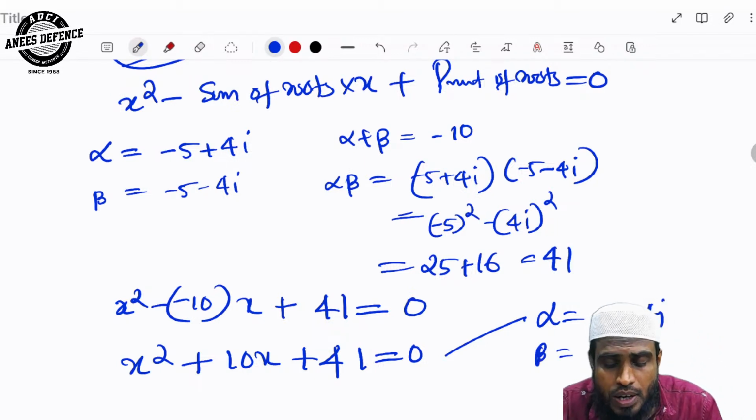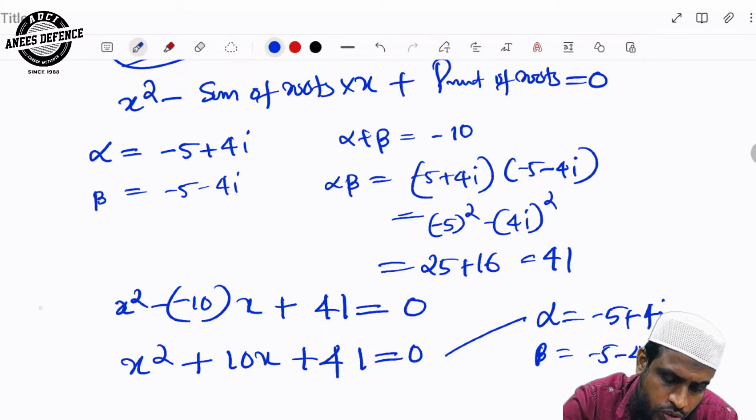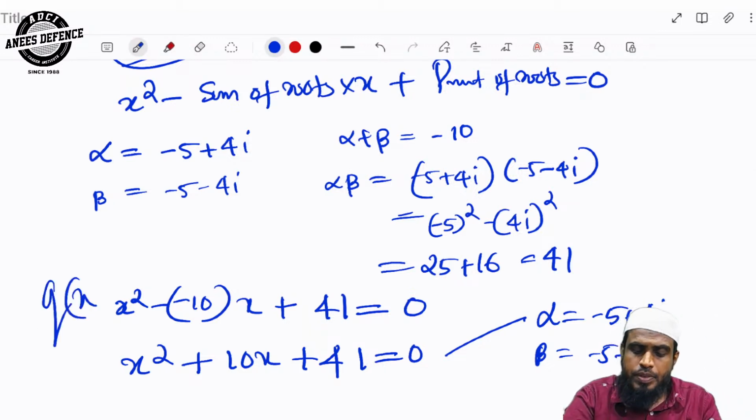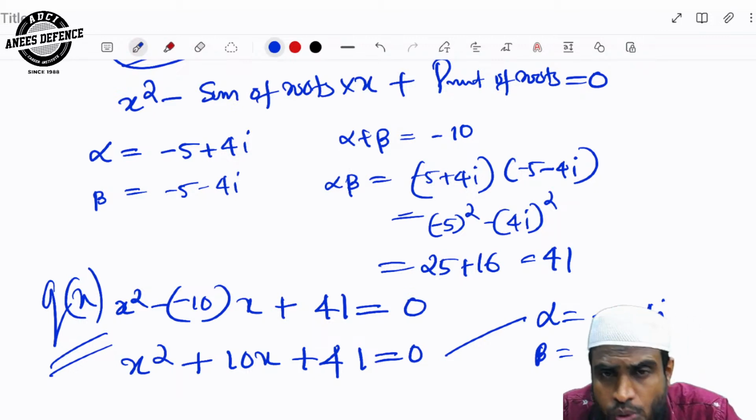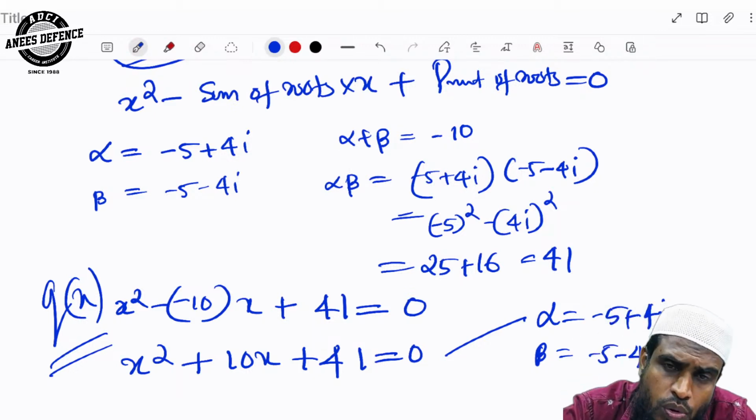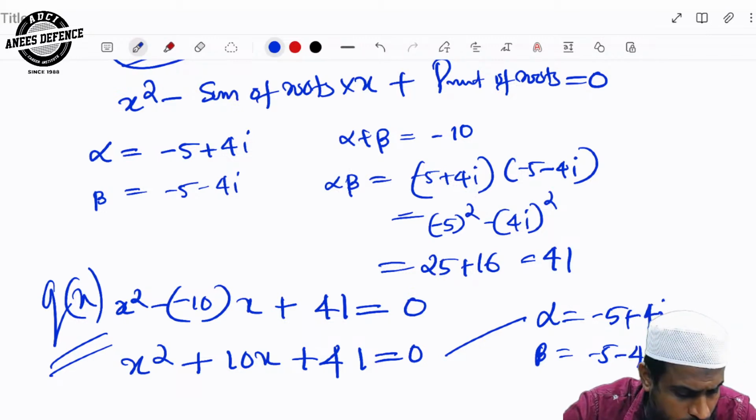So we know that this q of x is satisfying the value of minus 5 plus 4i. Minus 5 plus 4i and minus 5 minus 4i are the roots of the quadratic equation. Now we will divide.